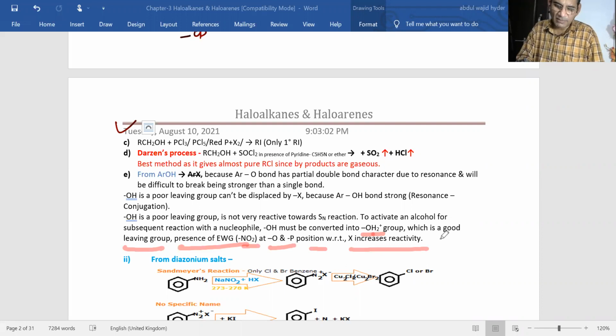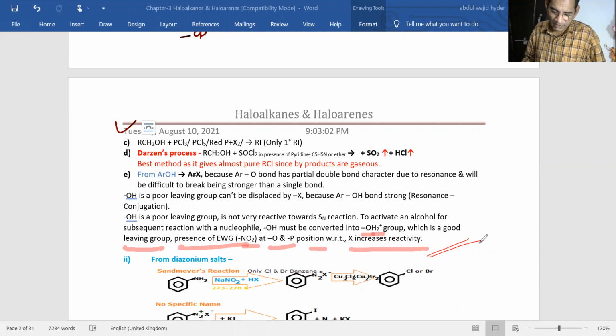So this is all about the preparation of haloalkane from alcohol. There we discussed the Groove's process, Darzens' process, PCl3, PCl5, etc., and the alcohol plus HCl reactions.